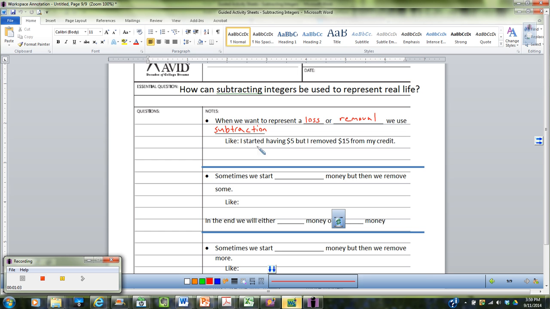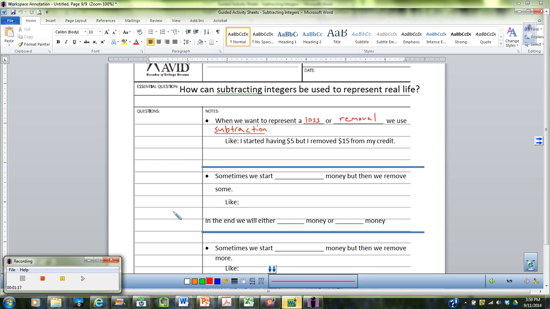For example, I started having $5, but I removed $15 from my credit. Now I know the grammar seems a little bit funky, but the reason I'm doing that is so that we constantly use that word have. But you could say I started with $5.